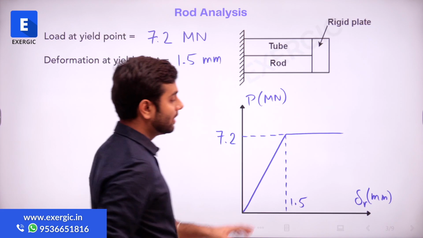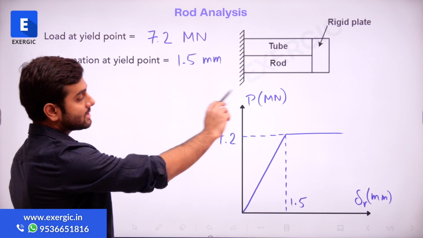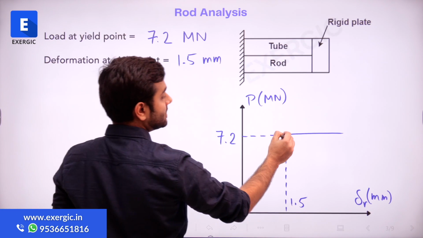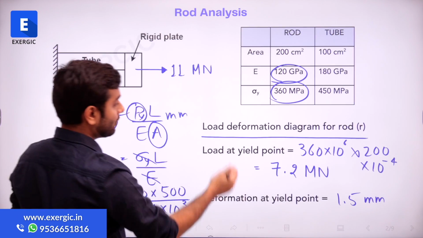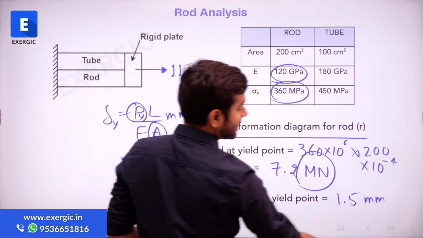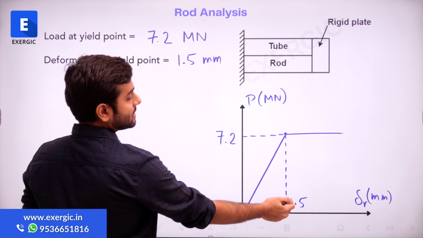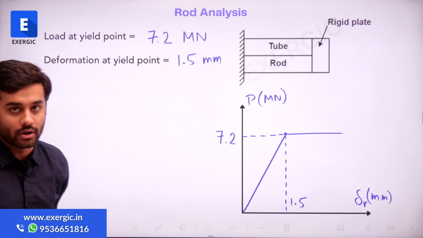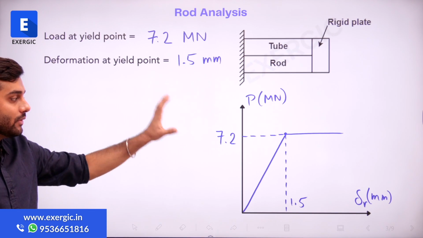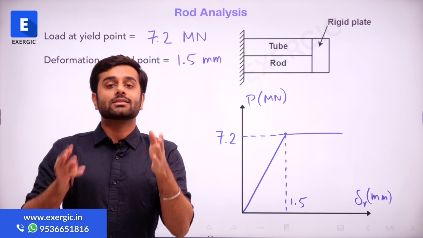So if you draw that on the load deformation curve, this is how it is going to look. This is the yield point. The load value is in mega Newton, the same that we calculated, which is 7.2, right? And this is in mm. R I have written to show the deformation of the rod. So this is the required load deformation diagram for the rod.